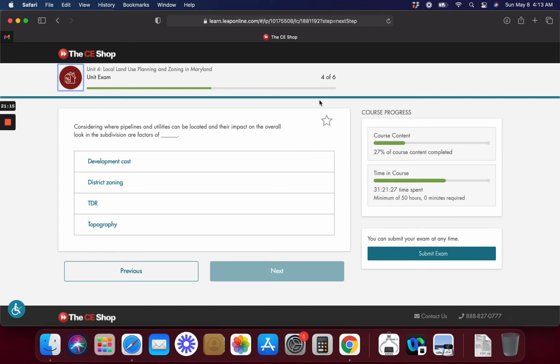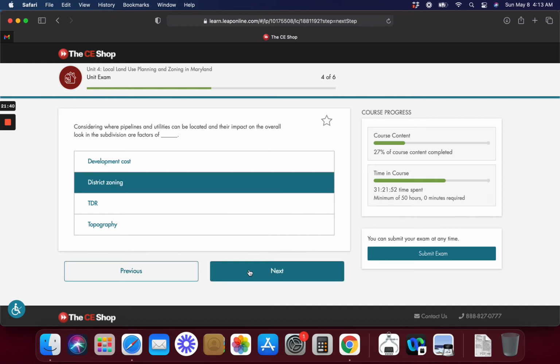Considering where the pipelines and utilities can be located and their impact on the overall look of the subdivision, the factors are... I don't know what TDR means. I should have broken that down because I have no idea what that means. I would say district zoning, I'm guessing here.